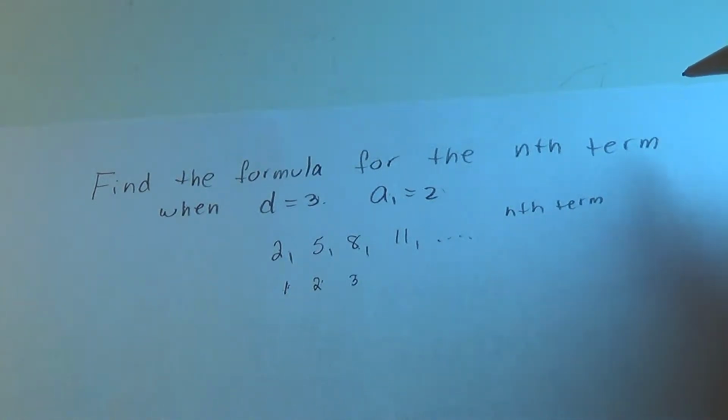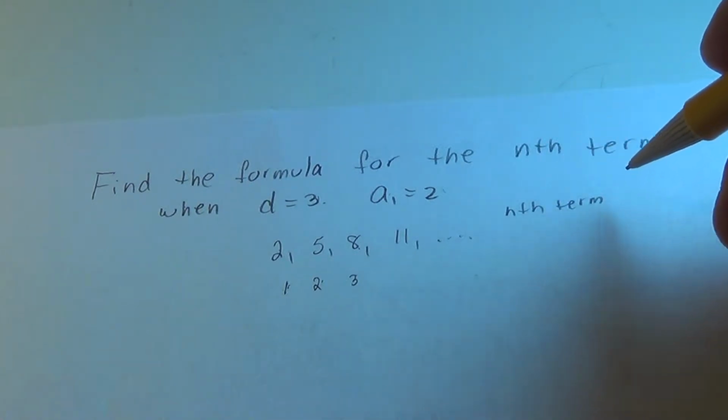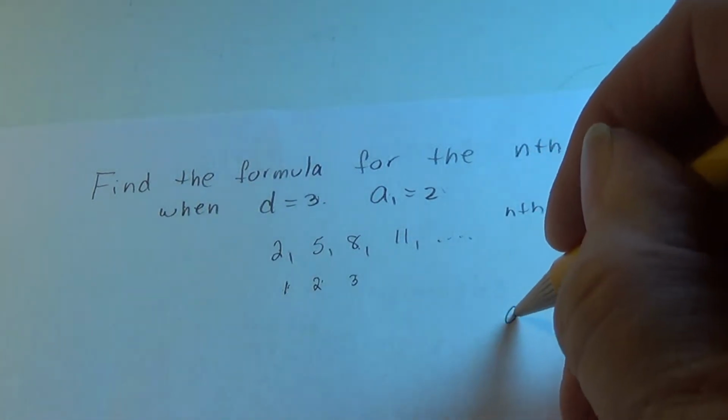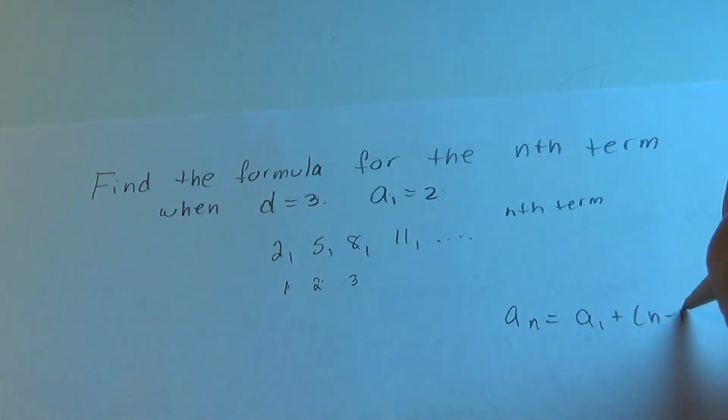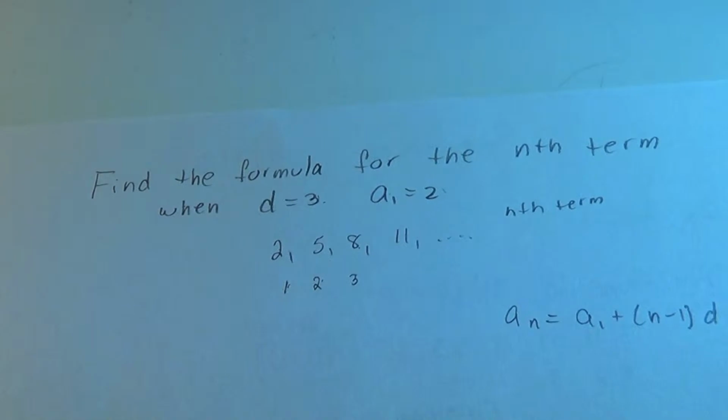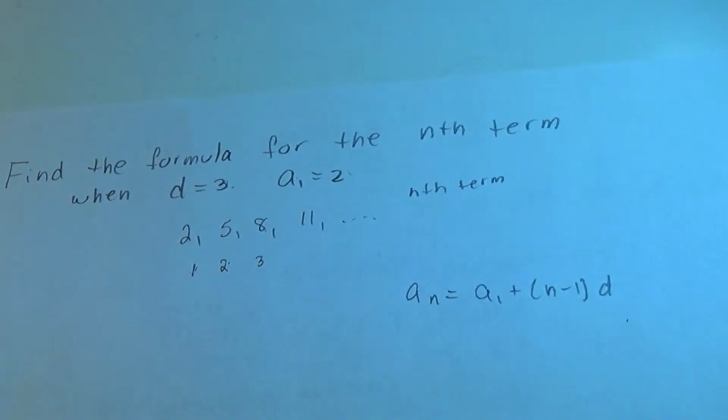But when it's an arithmetic sequence, we actually have a formula to help us get the nth term. And it's always going to be a sub 1. A sub n is a sub 1 plus n minus 1 times d. So when I have that, I'm good to go.